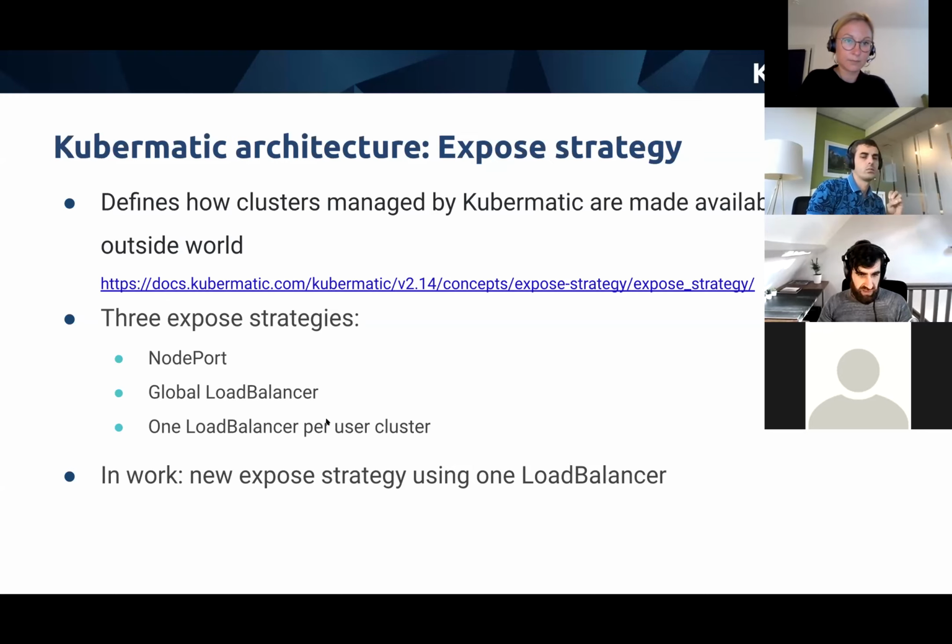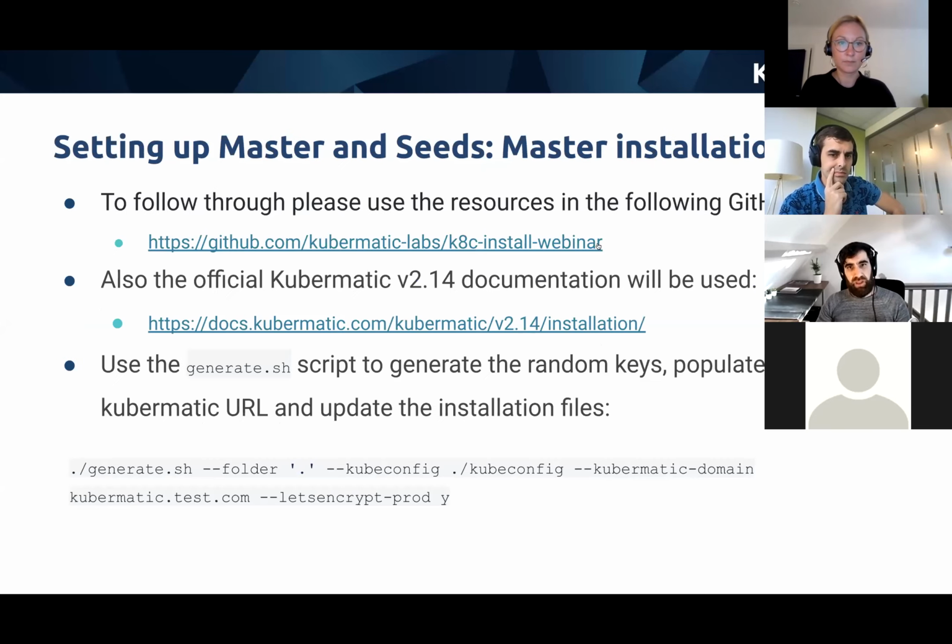Iacopo and I are working on a new expose strategy that will basically use one load balancer with two defined ports, HTTPS and a proxy port. It will probably replace the global load balancer one and allow the exposure of just two ports. And there would be no limit on ports like the global load balancer, because we're using random ports. So that's it for the expose strategy.